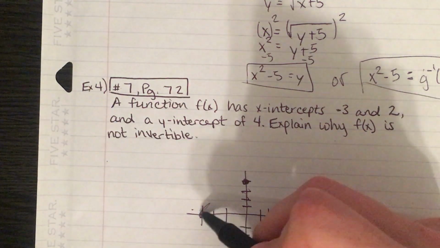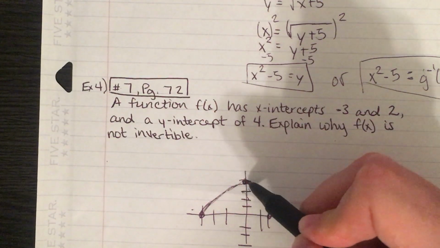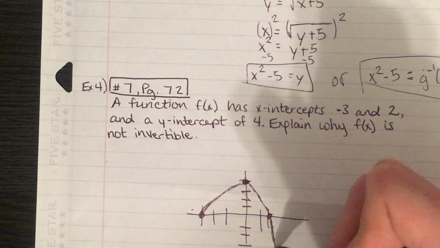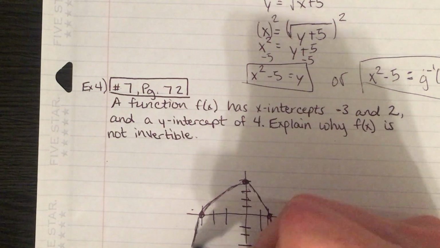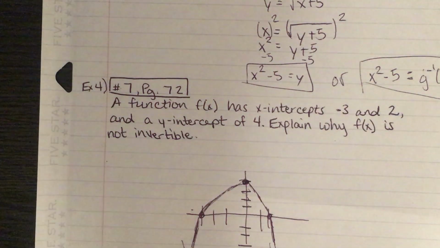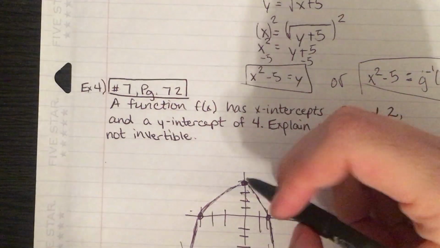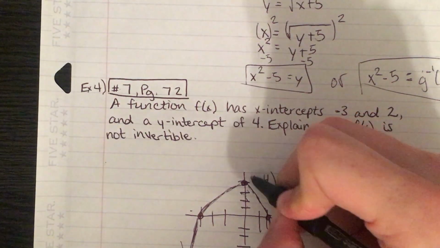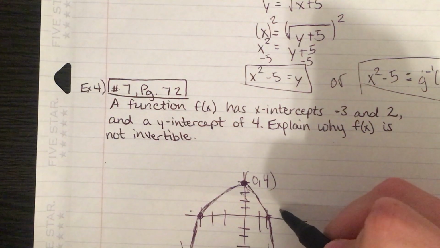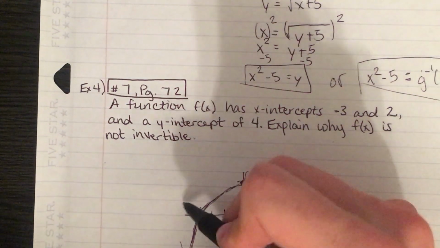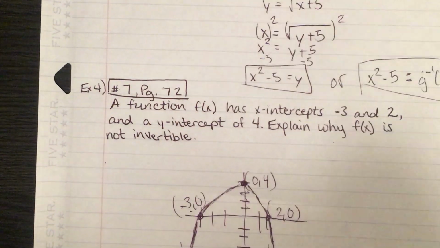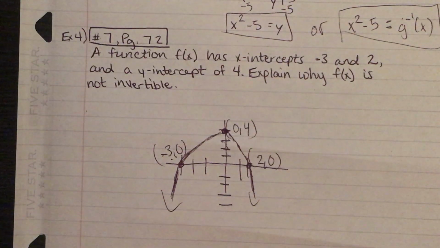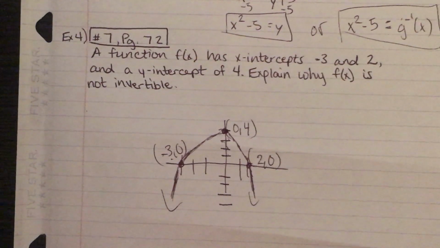So if we kind of sketch this function right here, I don't know if this is exactly what it's going to look like. Maybe it's a parabola, maybe it's not. We'll see. So we've got 0, 4. We've got 2, 0. We've got negative 3, 0. So think to yourself real quick, okay, why does this not have an inverse? Why is this not invertible? And think to yourself for a second.